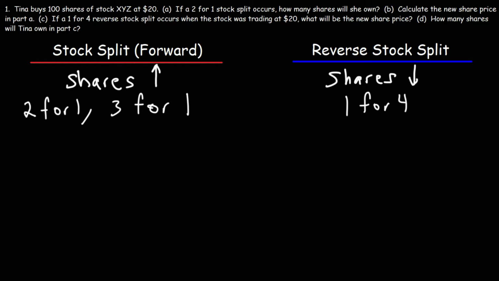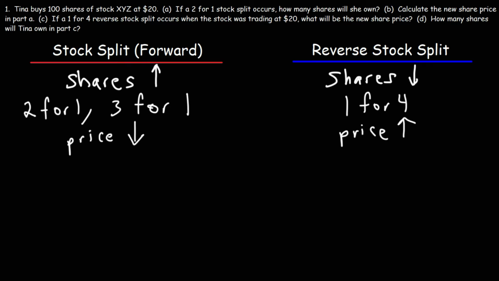Now, the second thing we need to consider is the price of the shares. In a forward stock split, because the number of shares goes up, the price of each share goes down. In a reverse stock split, the price of the shares goes up. Now, the total value of your investment doesn't change with a forward stock split or a reverse stock split. It remains the same. So in the case of a company, the value of the company's outstanding shares, or its market cap, doesn't change with a reverse stock split or a forward stock split. So those are some things you want to keep in mind with these two scenarios.